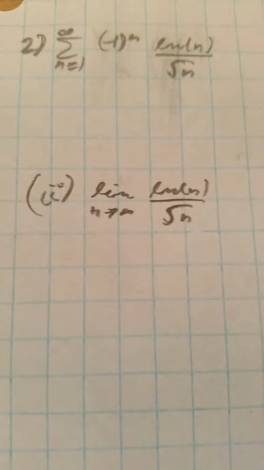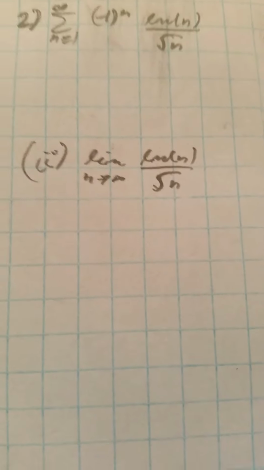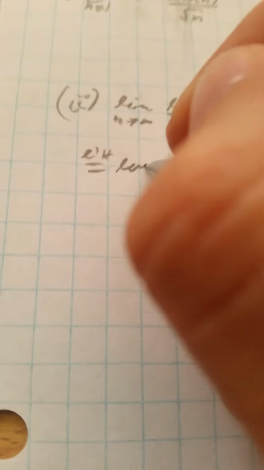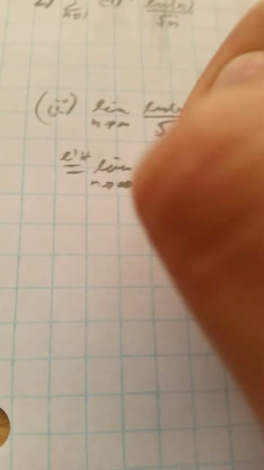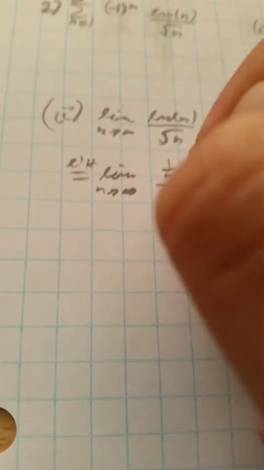Now once again here you get infinity over infinity, which means that you must use L'Hopital's. Very rarely does this happen, but it's kind of fun when it does. So we get the limit as n approaches infinity of 1 over n over 1 over 2 square root n, I believe.